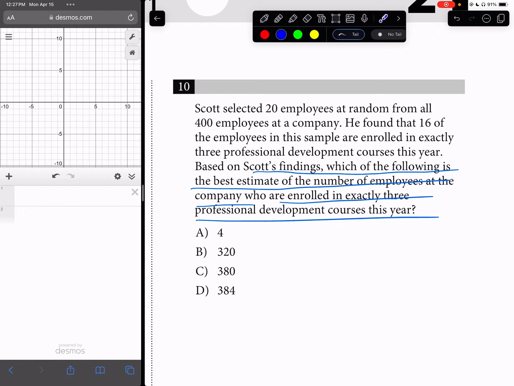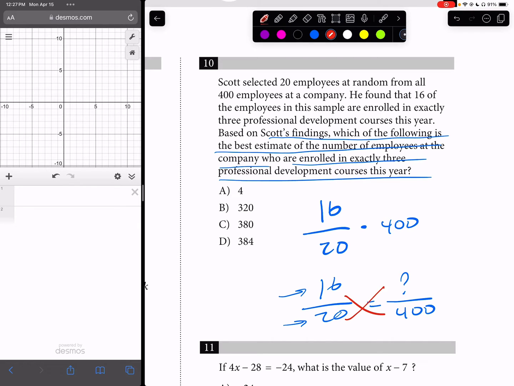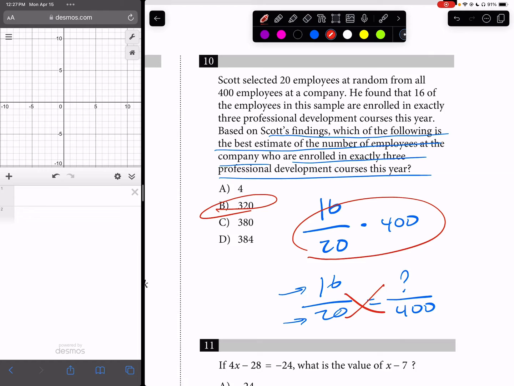Okay, so he selected 20 employees from 400. He found that 16 of those 20, so this is easy, 16 over 20 is equal to, really, 16 over 20 times 400. That's really what I would do. You could also set up a proportion, which was what I was about to do: 16, so part to the whole is equal to the part to the whole. At that point, you could solve that by cross multiplying, but I'm just going to do it my top way. In my calculator, what's 16 over 20 times 400? It's 320. I'm going to keep rocking.